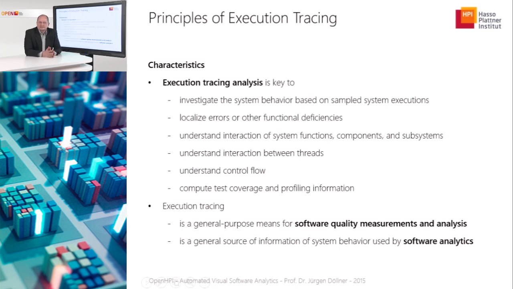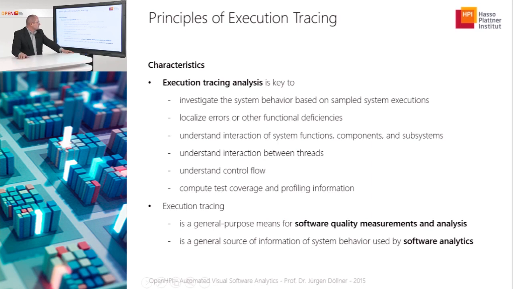What else can we tell about execution tracing? The characteristics. Execution tracing analysis, if we analyze recorded data, is key to a number of tasks in software analytics. For example, we can investigate the system behavior based on these samples of system execution. We can foremost localize errors or other functional deficiencies. This is a key application, looking back at what happened and why it went wrong.